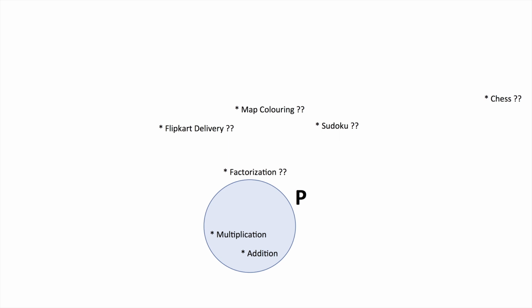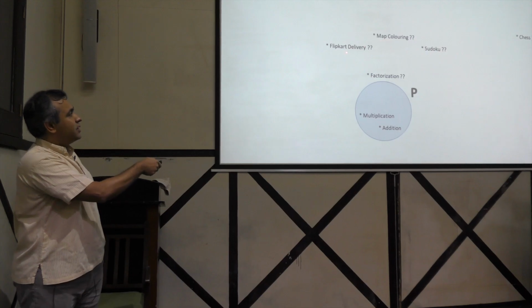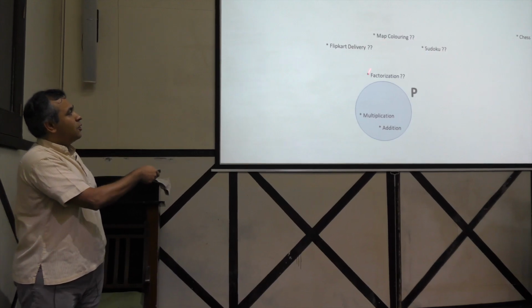What about the other problems which we have talked about? Some of them are map coloring, the Flipkart delivery problem, chess, Sudoku, and factorization.